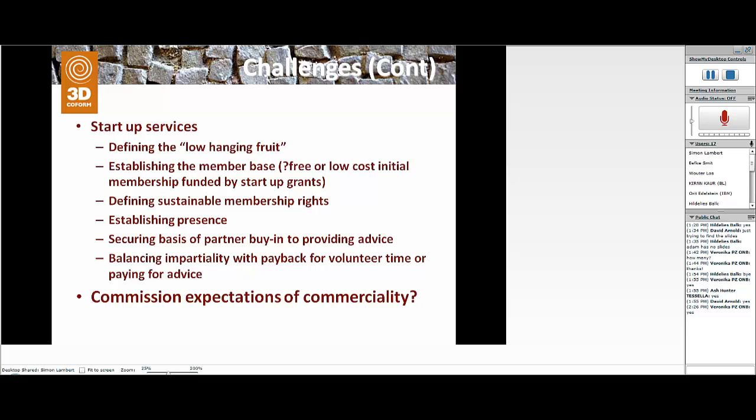And then there's balancing that impartiality with the payback if you're getting volunteer time from organisations. And what I was talking on earlier on about the whole business of project fundings, invested interest in acquiring new projects.